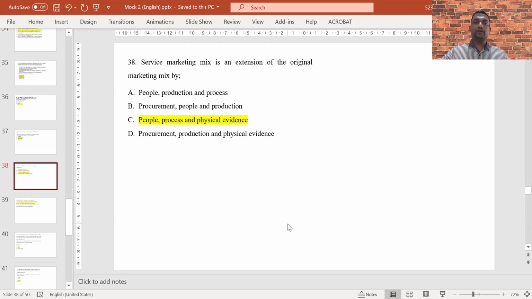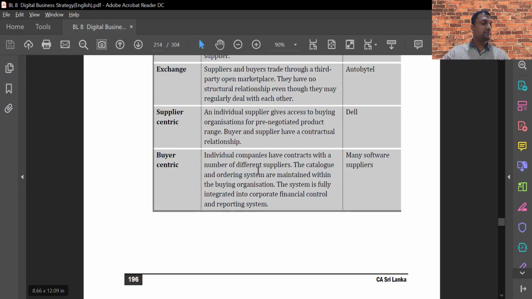Question number 38. Service marketing is an extension of the original marketing mix. So let's look at how the marketing is described here.